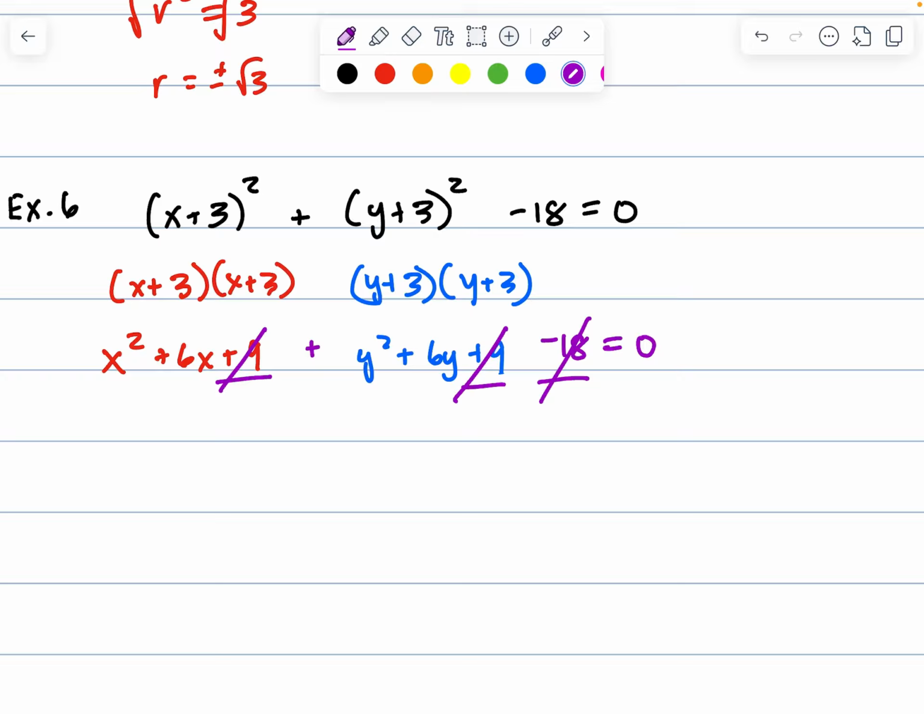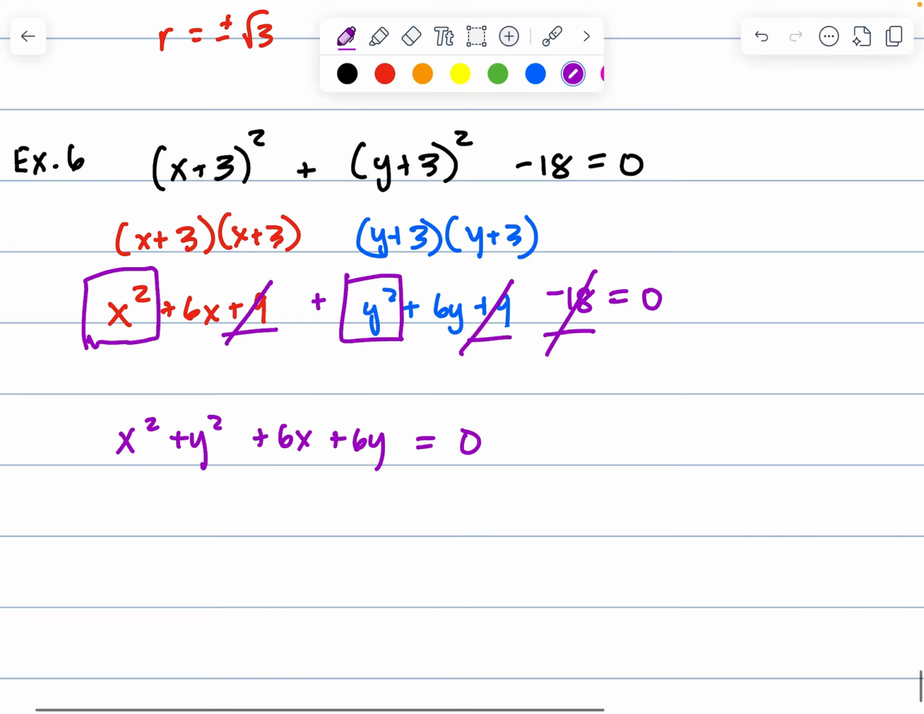We also end up with, well, this is what we'll end up with, x squared. And for the sake of it, I'm going to box this and the y squared. x squared and y squared, I'm going to keep next to each other. I'm going to put the plus 6x plus 6y is equal to 0. And then we know that this x squared plus y squared could turn into r squared. So r squared plus 6, and now this is when I would substitute.